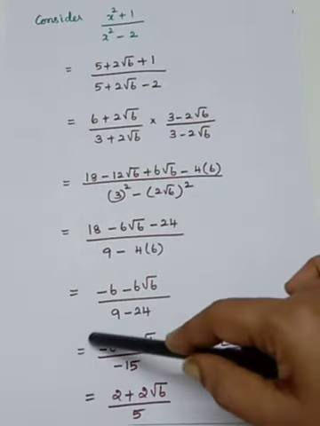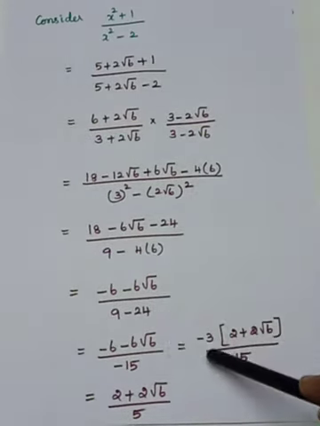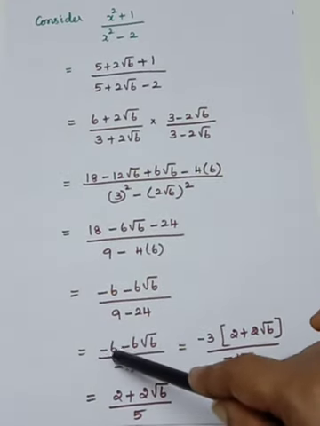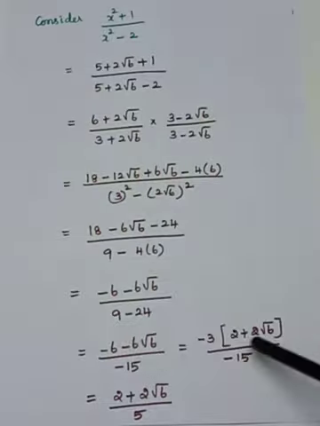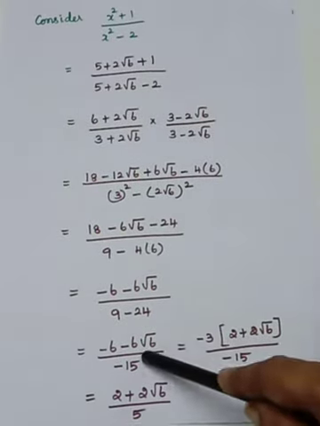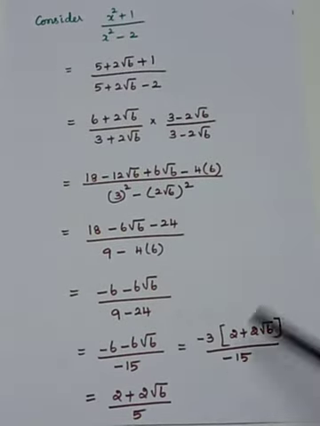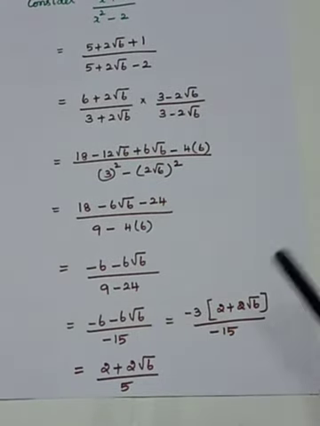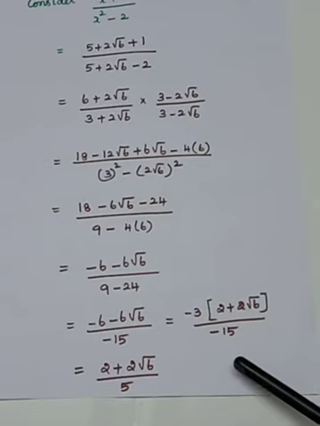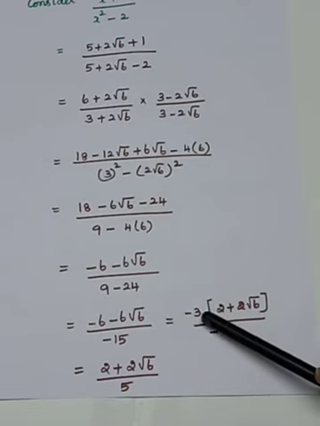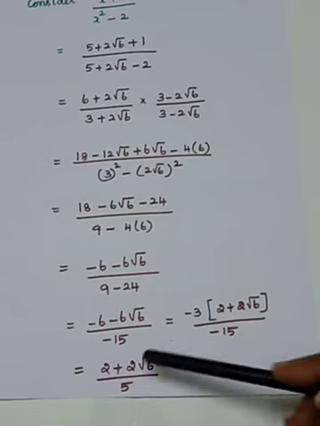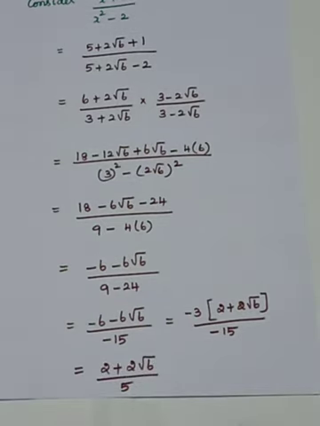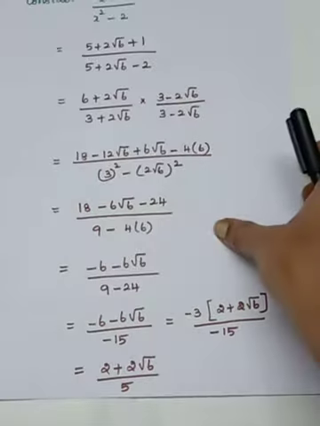So from these numbers, in the numerator, what is common? Minus 3 is common. If we take it out, minus is taken out. From 6, 3 is taken out, so the remaining is 2. In the same way, here also 2 root 6 divided by minus 15. So minus 3 and minus 15, when you cancel, minus minus gets cancelled. If you cancel with 3, 1 3 is 3, 5 3s are 15. So the answer is 2 plus 2 root 6 divided by 5. So that is the answer for the 8th question.